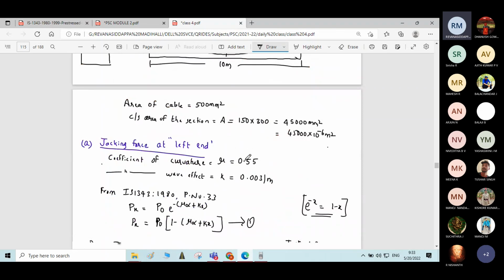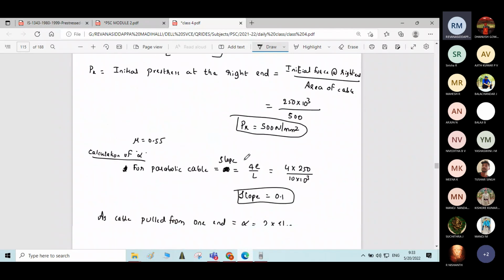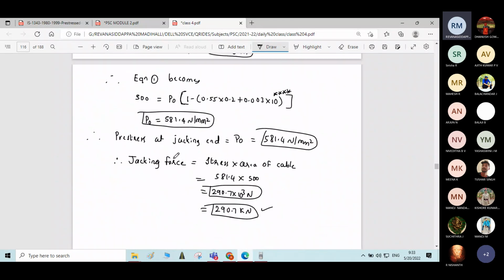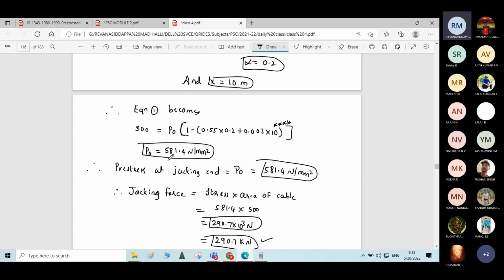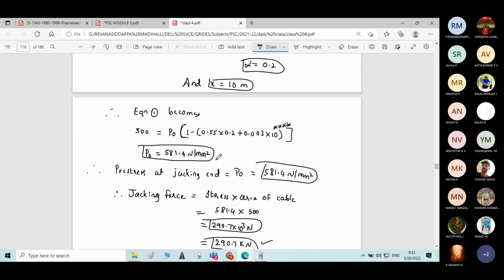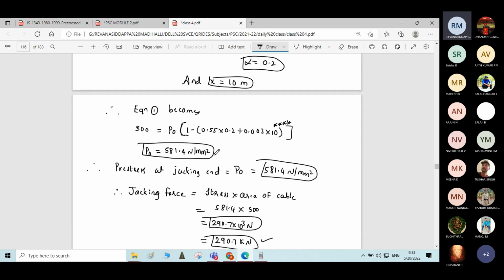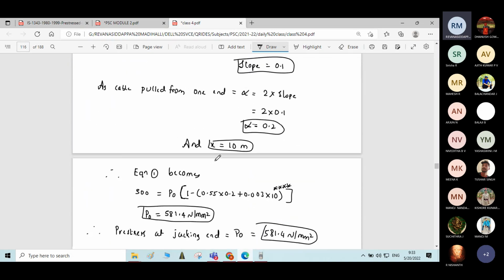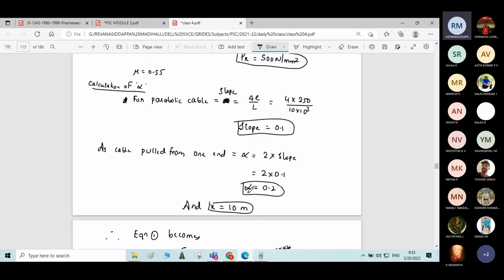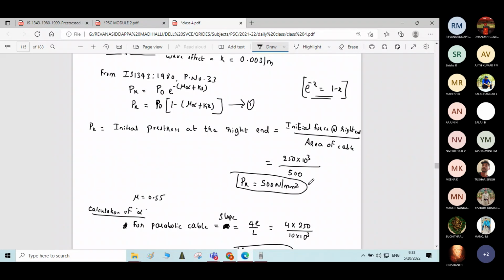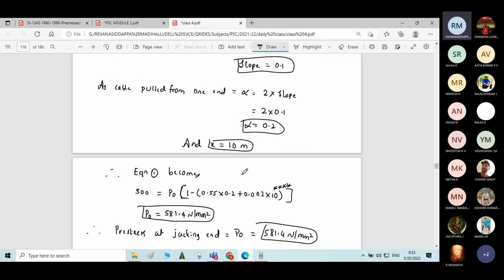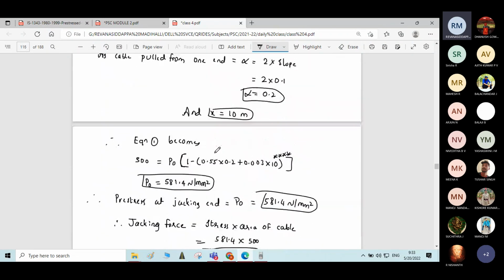Initially by this calculation you can calculate the loss due to friction, correct? How will we calculate the loss due to friction? See, pre-stress at the jacking end is 581.4 Newton per mm square. If you apply pre-stress at the jacking end as 581.4 Newton per mm square, the final pre-stress at the right end will be 500 Newton per mm square. So there is a loss of 581.4 minus 500 due to friction.